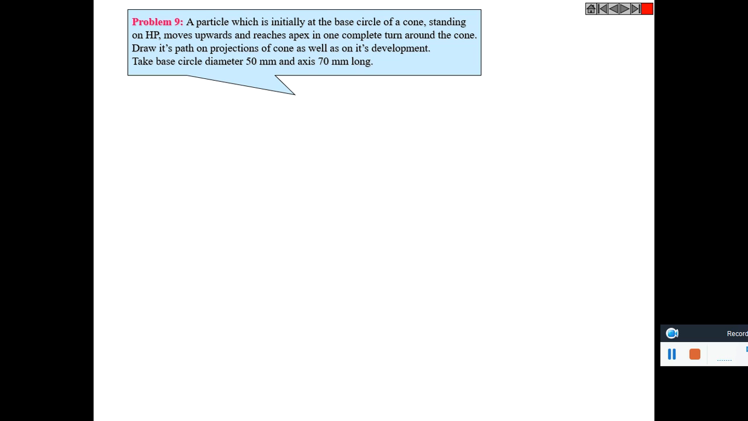A particle which is initially at the base circle of a cone standing on HP moves upwards and reaches the apex in one complete turn around the cone. Draw its path on the projections of the cone as well as on its development. Take base circle diameter 50 mm and axis 70 mm.